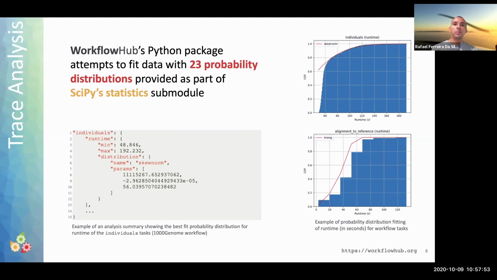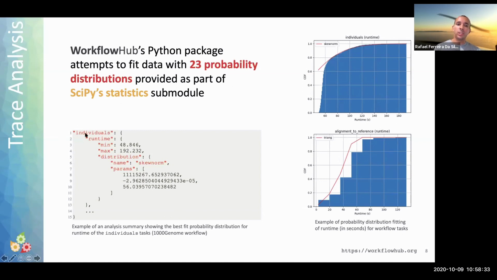The current version of the Python package uses 23 different probability distributions provided as part of SciPy's statistics submodule to automatically fit properties of the workflow traces, to classify them and derive proper information from the distributions. For example, here we have two different runtimes from two different tasks of two different workflows. One follows a skew norm distribution, and the other follows a triangular distribution.